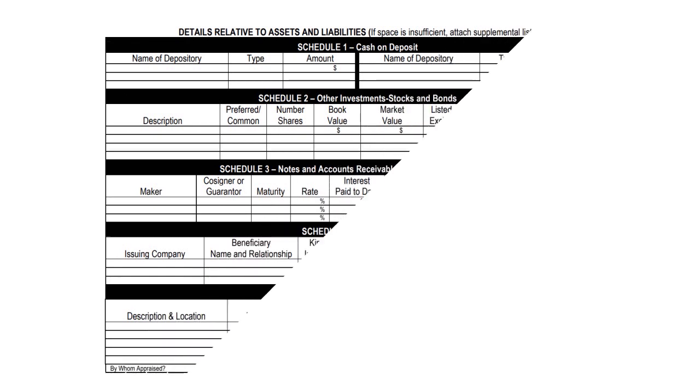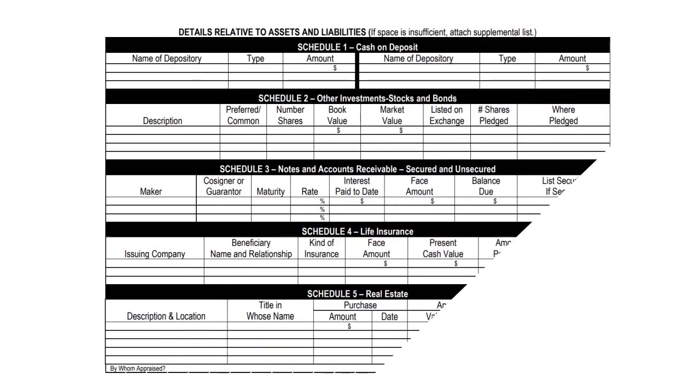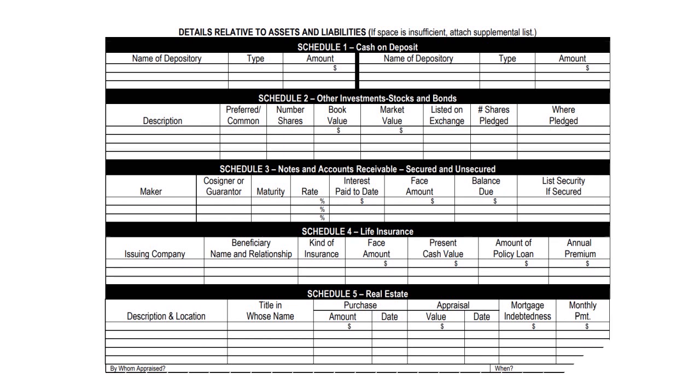Next, you can see here they have details relative to assets and liabilities. And here, this is all the schedules. You have cash on deposits, other investments, stocks and bonds, notes and accounts receivable, life insurance, and real estate. It's just that Huntington Bank is trying to have as much detail as possible about your financial life, your net worth. So this is something you need to make sure that you are as detailed as possible, folks. Very important, especially everything that changes value all the time, like stocks and bonds, for example. You need to be very clear about that.